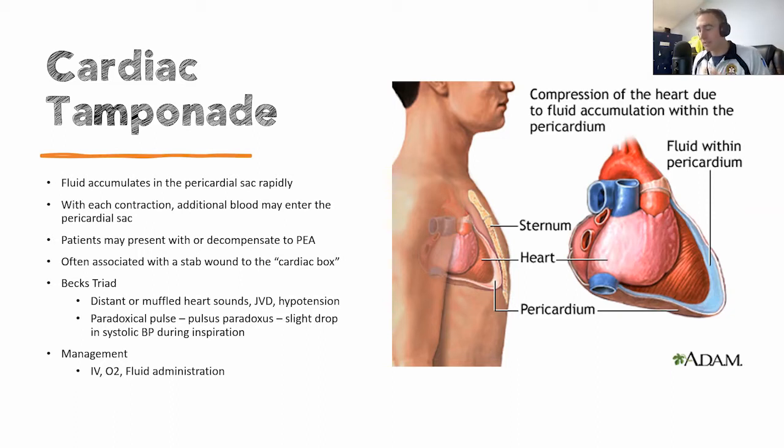What signs and symptoms do we expect to see? Well, we look for Beck's triad. What is Beck's triad? Usually muffled heart sounds, jugular venous distension because the blood can't get back to the heart, it's filling up, and low blood pressure. They can also have pulsus paradoxus, which is when the patient takes a breath, the blood pressure drops. And I think it's somewhere from 10 to 20 millimeters of mercury.